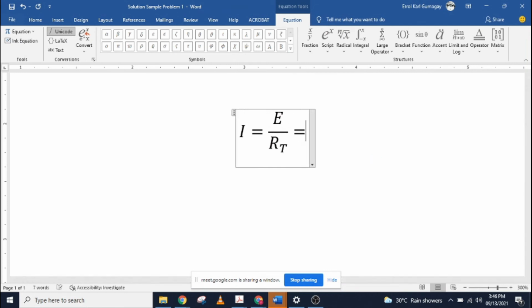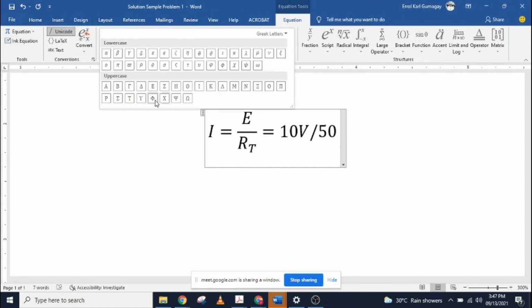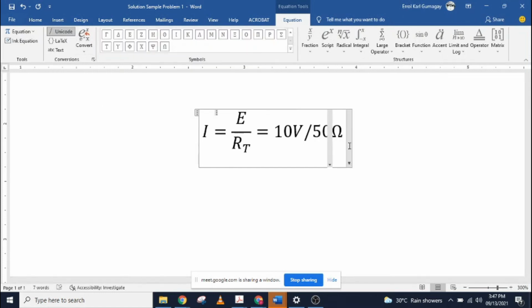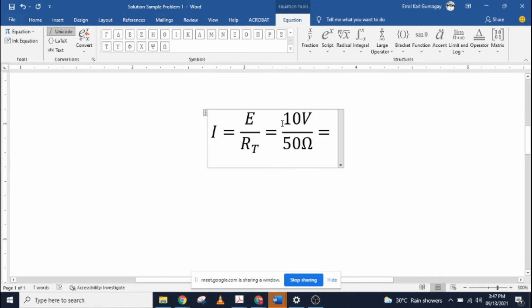So pila daw ang voltage na given? 10 volts. Okay, very good. 10 volts divided by pila atong total resistance? 50, sir. 50 ohms. This is our solution now. 10 divided by 50 class, pila na?